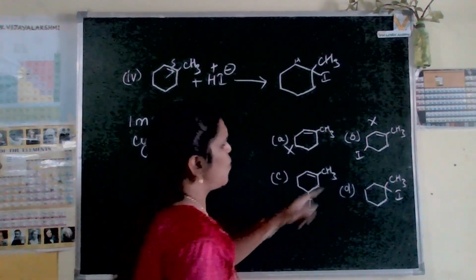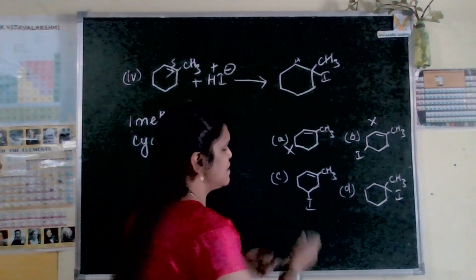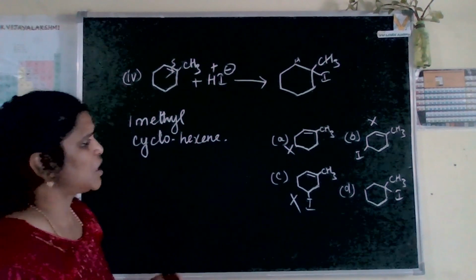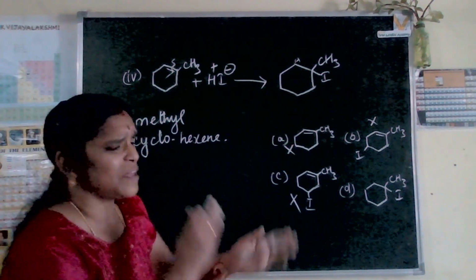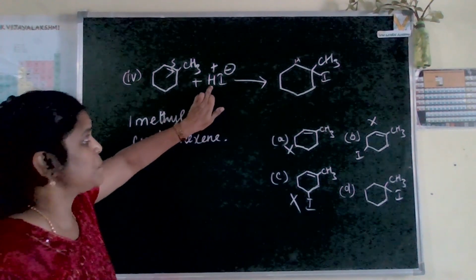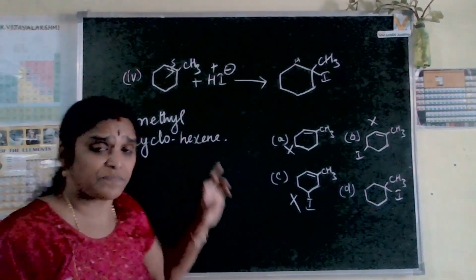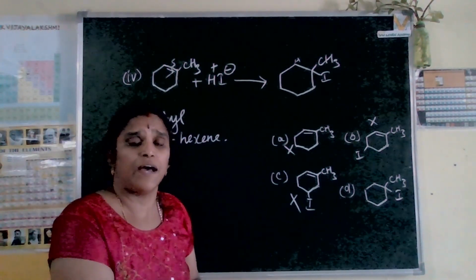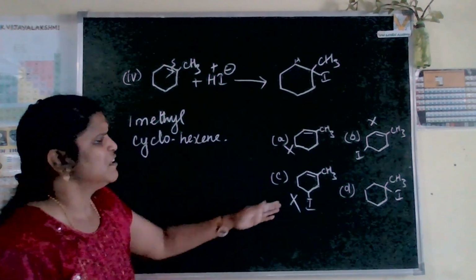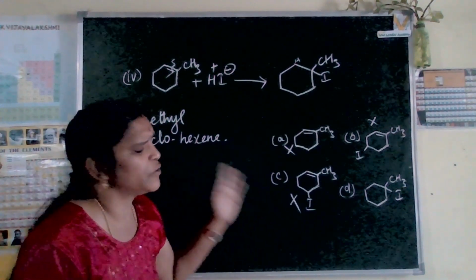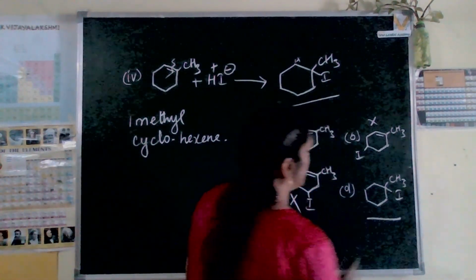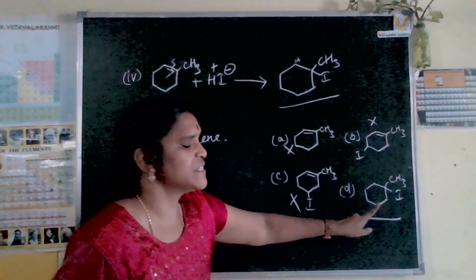Here in B, it is also wrong. Why? Because they mentioned para, and this is meta. This is not at all correct when it comes to Markovnikov's rule, and the bond actually breaks, right? The bond is not breaking here. Why? Because H plus will go and attach where there is a greater number of hydrogens, and I minus will go and attach where there is a lesser number of hydrogens. There is no point in telling the answer here. Whereas here, yes, you got the answer. The bond breaks, you are getting the cyclo compound.